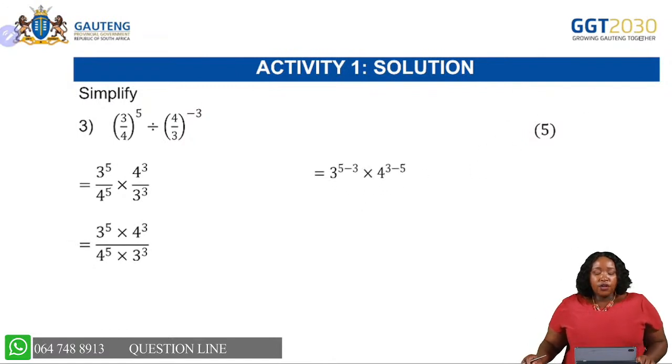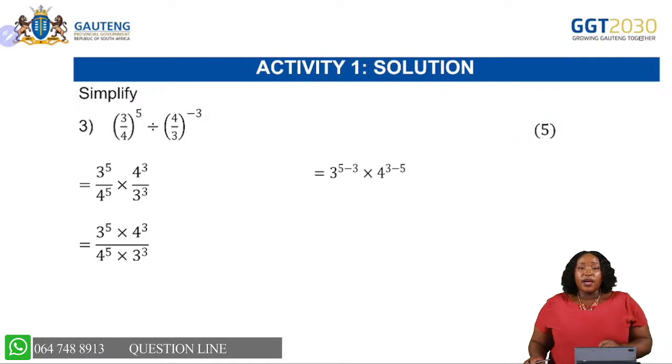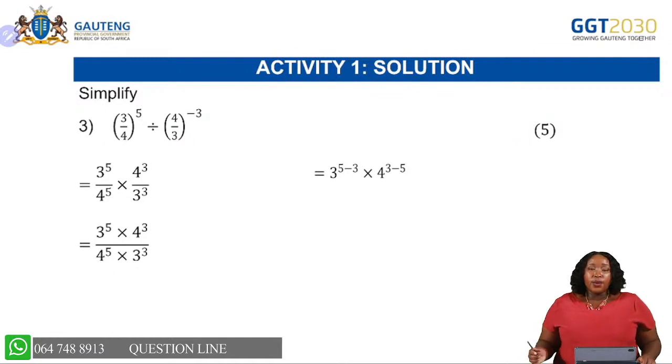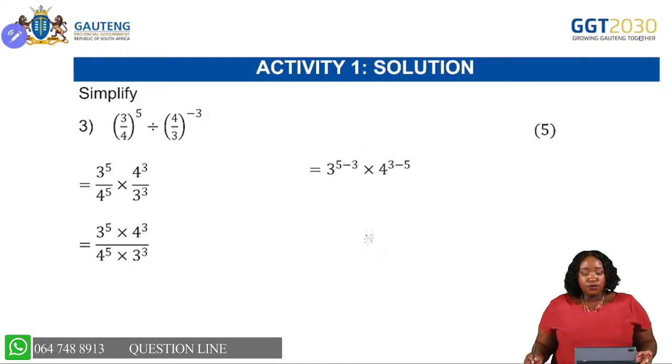Right. Now you need to notice here, what are you doing here? Actually, dividing powers with the same base. So you can say 3 to the power of 5 minus 3. And 4 cubed, there you can write 4 to the 3 minus 5, right? And then what do you do from there? You just simplify your exponents. So 5 minus 3 will give you 3 squared. And then 4 will be raised to the power of negative 2.